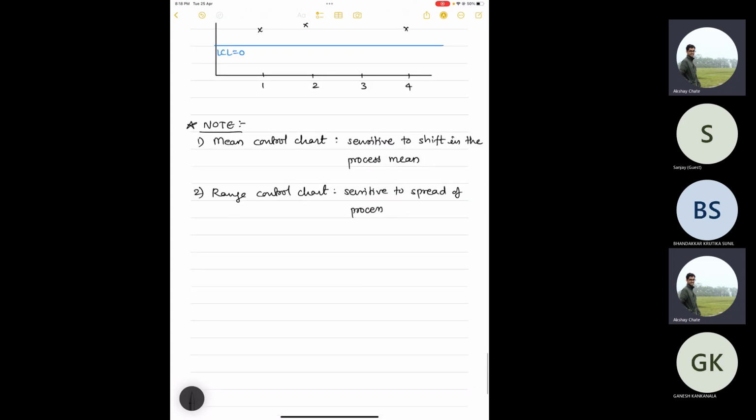Similarly, there will be control charts for attributes. As I explained earlier, the P chart, NP chart, and C chart are for attributes. Attributes are characteristics of a process which you cannot measure, but you can count, like the number of defects or number of non-conforming units in a sample, something like that.